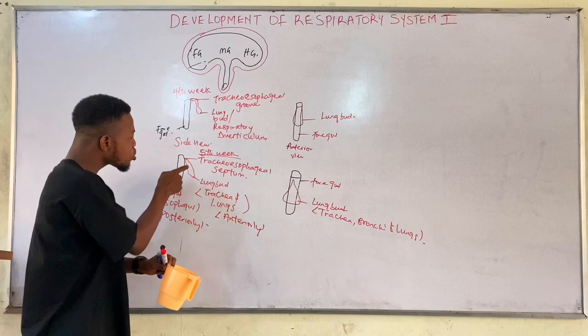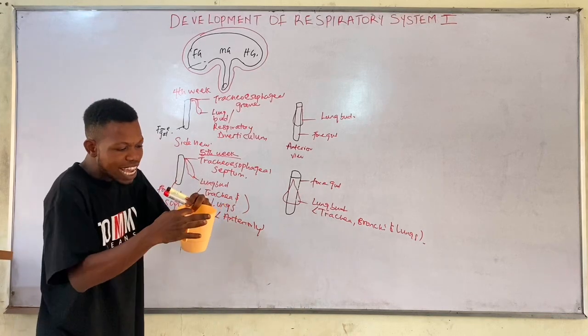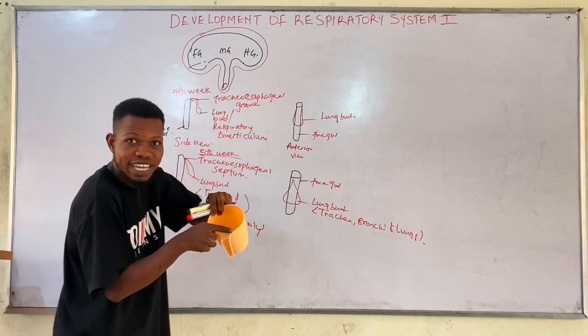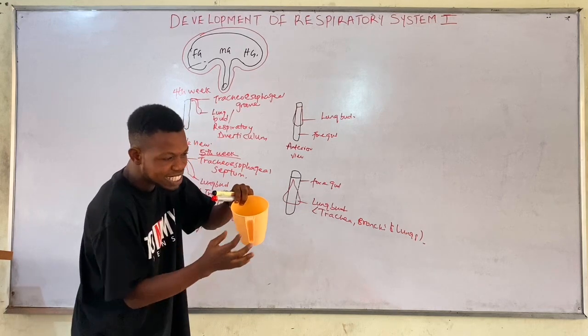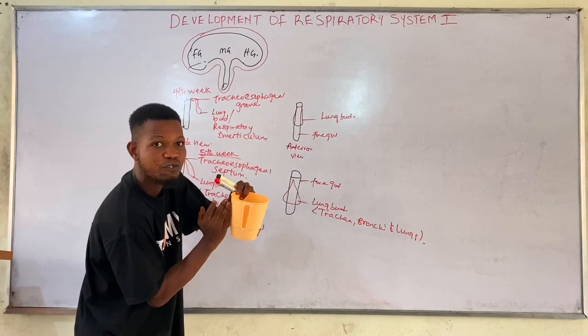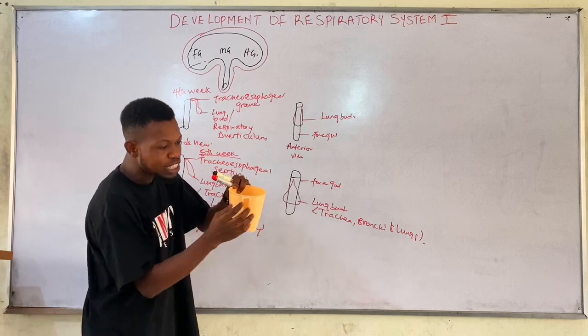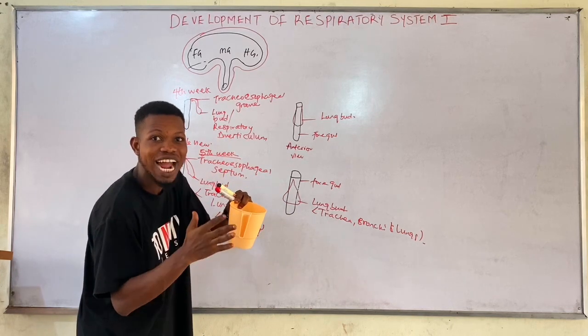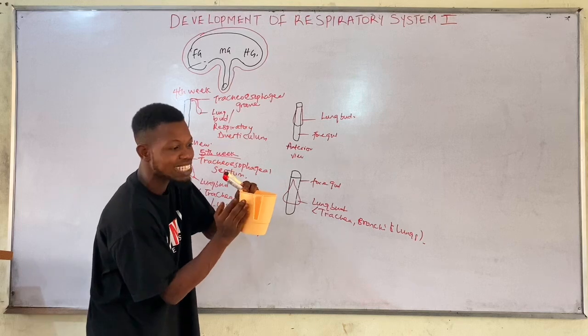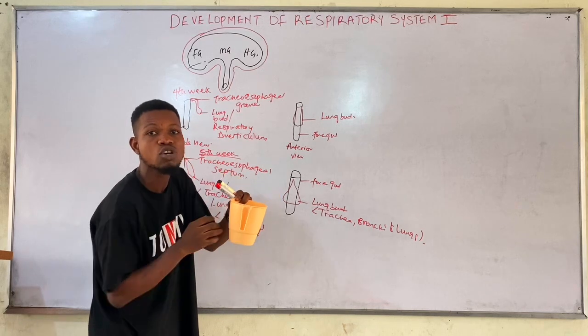Then later on during the 5th week, what happens? A septum is formed around here. Do you get my point now? So this septum formed here will separate this lung bud anteriorly from the foregut posteriorly. So this lung bud that separated anteriorly will give rise to our trachea, bronchi, and the lungs, while this foregut that separated posteriorly will give rise to our what? Esophagus.